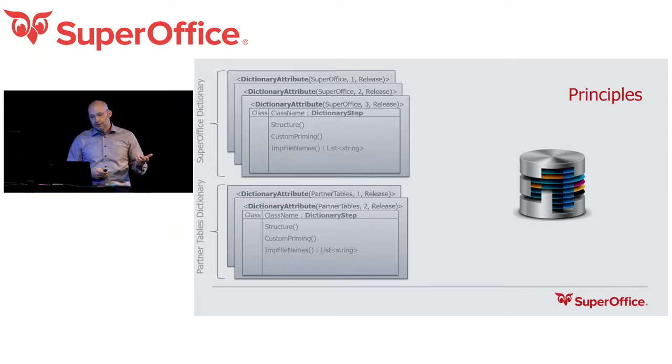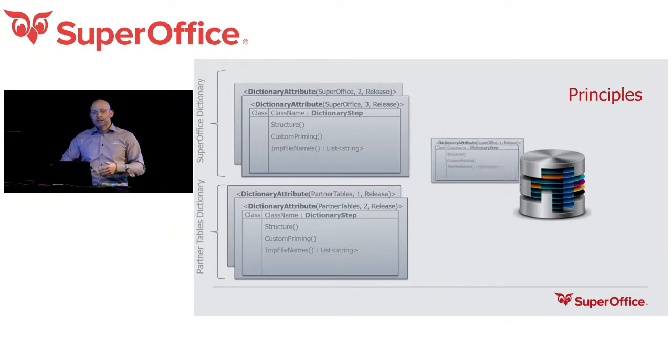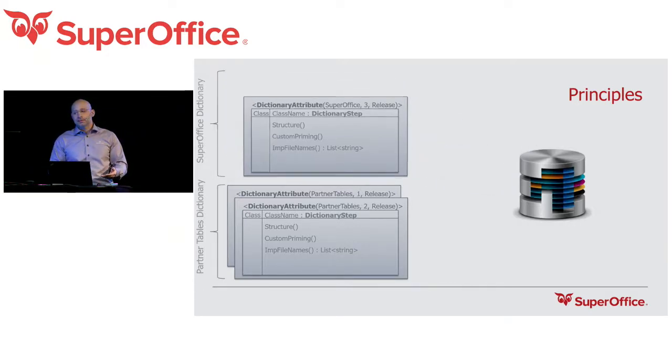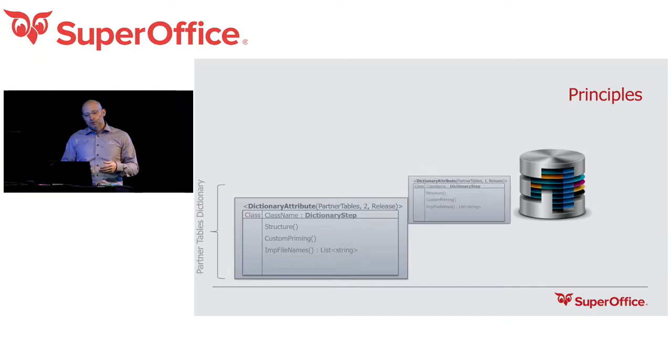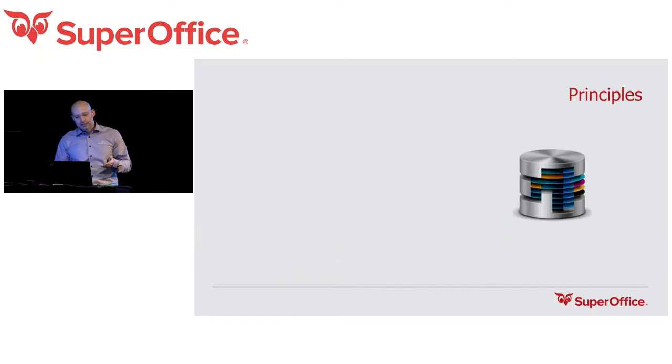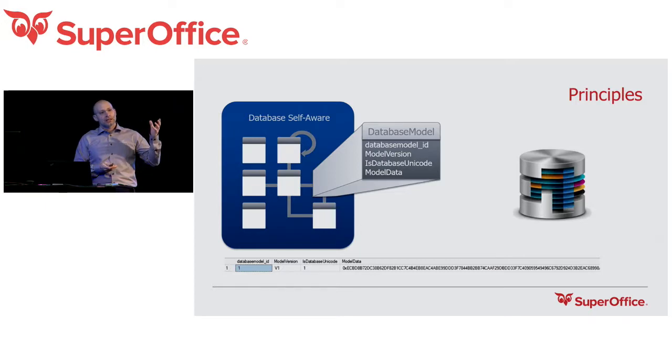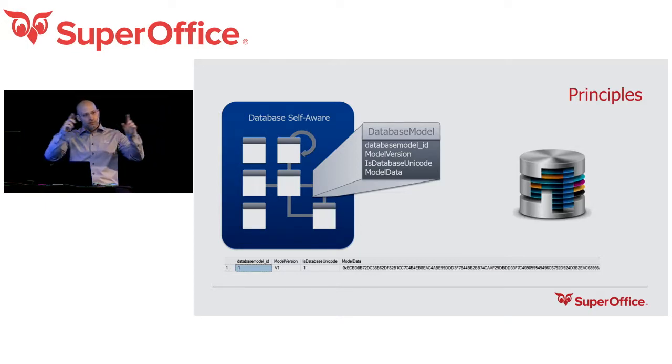So here, let's say I've got 2 examples, or 2 compiled assemblies. Could be one assembly that contains 2 different dictionary steps. Each one of those dictionary steps has more than one step. SuperOffice has 3 here, and then Partner Tables has 2. When I use a deployment tool in order to apply these changes to the database, they get applied in sequence. Then afterwards, the information is applied inside the database. It updates the database representation of what the data model or the database schema looks like.